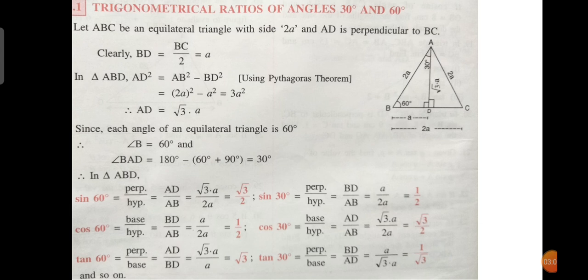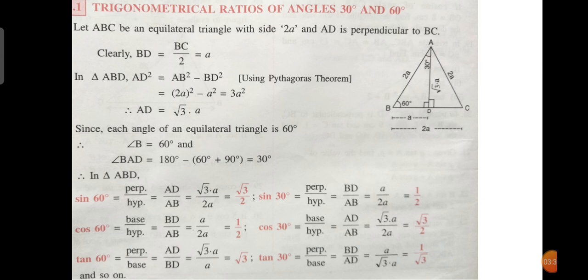Why? Because AD is perpendicular to BC, which means D is the midpoint of BC. So BD is BC by 2. What is BC? BC is 2A, the length of the side. So 2A by 2 is A. We get BD as A.